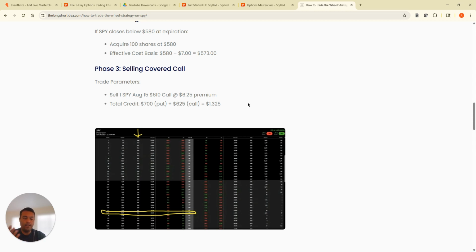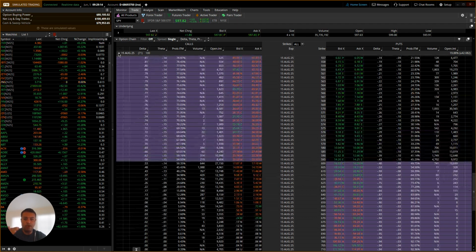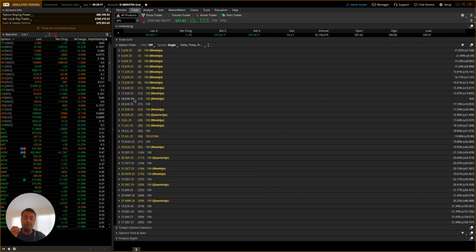What is the risk? We didn't talk about the risk on the put side. The risk on the put side is the initial position that you're trying to put on. No risk there on the initial trade. However, once you get assigned, and then the stock keeps falling down, the problem is, if it goes too far below your strike of 580 or your cost basis of 573, you need to keep your cost basis in mind.